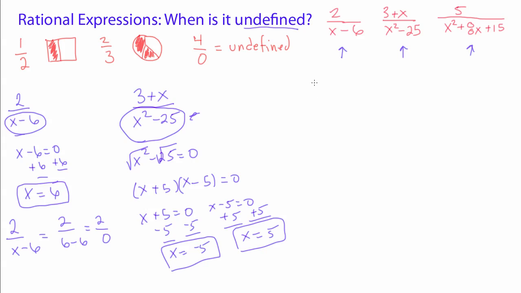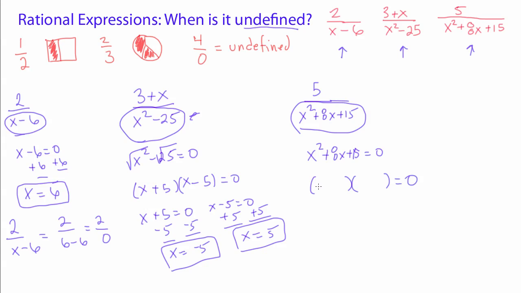All right, let's do the last one. 5 divided by x squared plus 8x plus 15. When is this whole expression undefined? Not a problem. We take the denominator, x squared plus 8x plus 15, and we set it to 0. And how are we going to do that? Well, we're going to need to factor it. If you forgot how to factor it, just watch the other videos. You'll be able to factor trinomials or quadratics in this case.